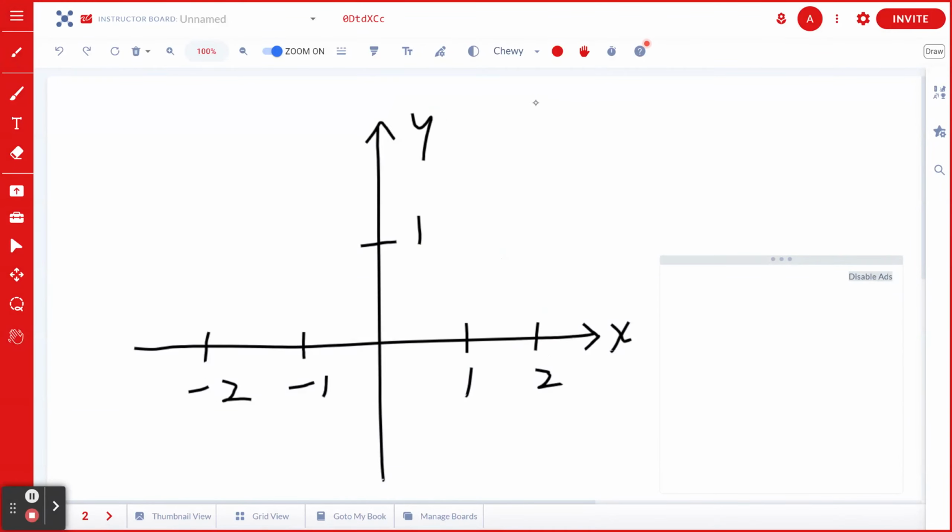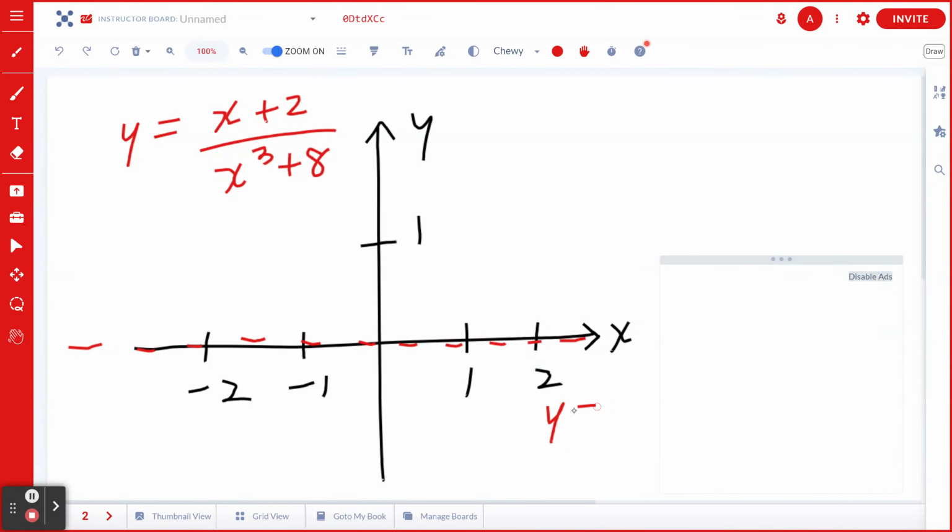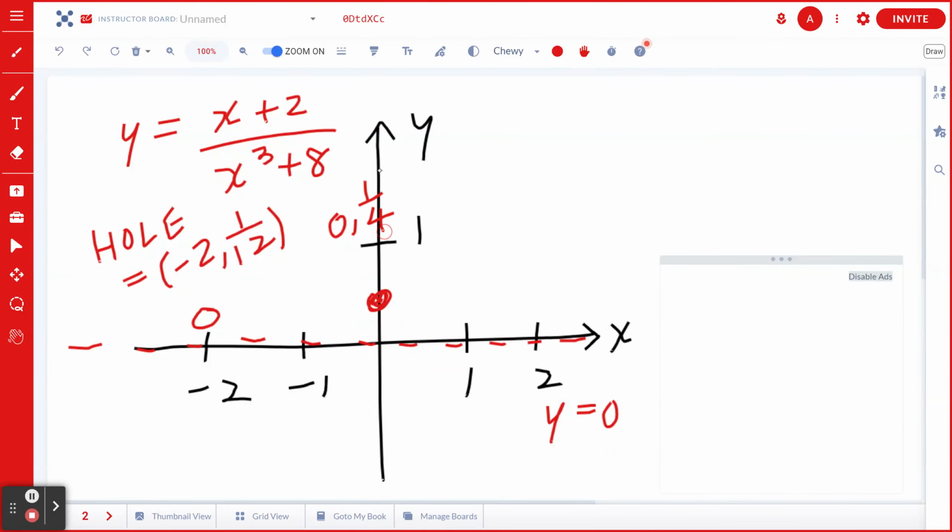Let's draw a graph here. So if you draw the graph y equals (x + 2) divided by (x^3 + 8), first recognize that there's the horizontal asymptote at y equals 0. Second, recognize that there's going to be a cavity, a hole. I'll label this, and it's going to be located specifically at negative 2 and 1 divided by 12. If you look at the y-intercept, it's going to be 1 divided by 4, which is, roughly speaking, somewhere there. That's going to be (0, 1/4).